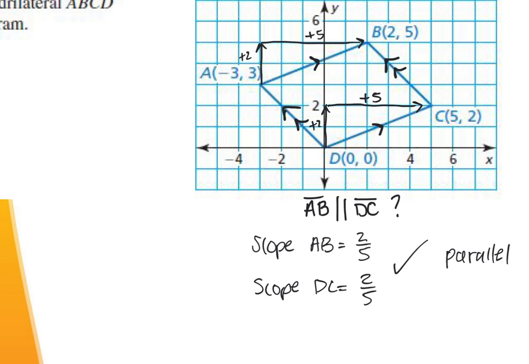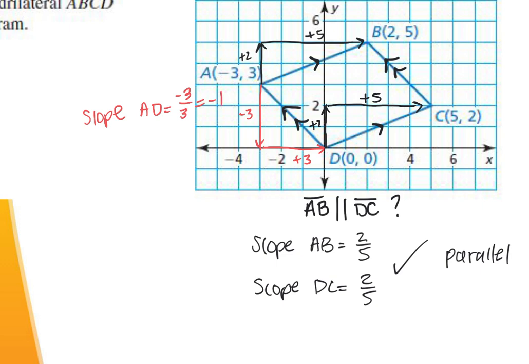But that's not enough to say that it's a parallelogram. What else do I need to prove? AD and BC. Excellent. We also need to prove that AD and BC are also parallel. Okay? What is the slope of AD? Gabby? Positive 3 over negative 3, or negative 3 over positive 3. Yeah, negative 3. We went down 3 and then to the right 3, so positive 3. So the slope of AD is negative 3 over 3, which is just negative 1 when you simplify it.